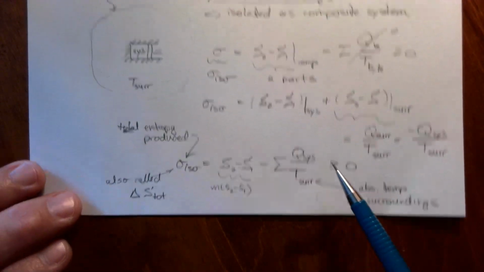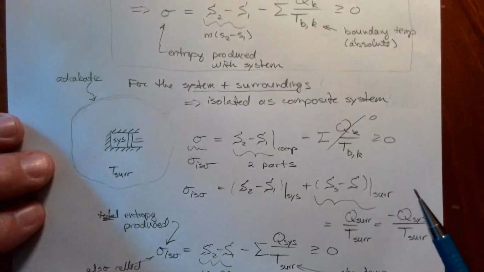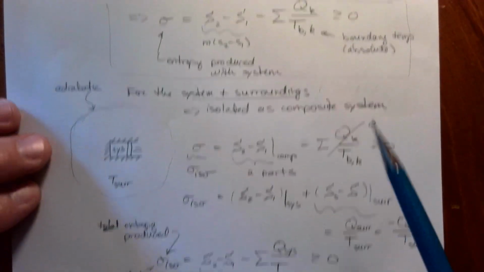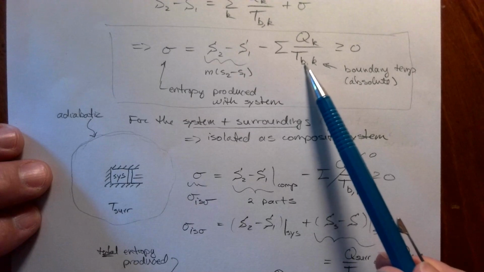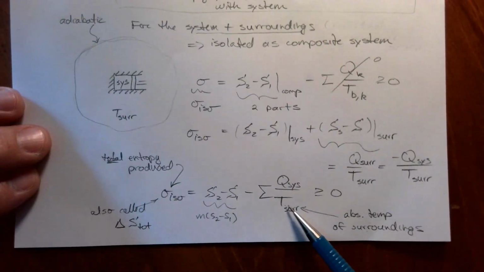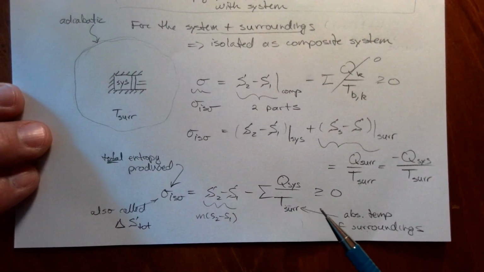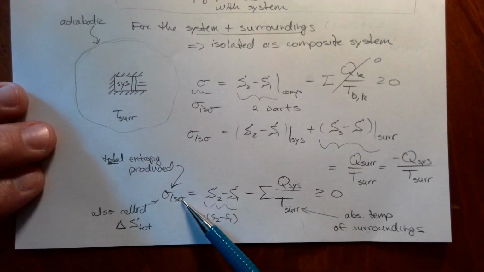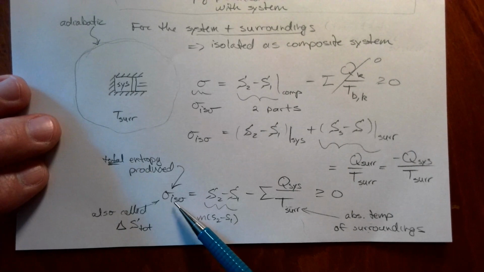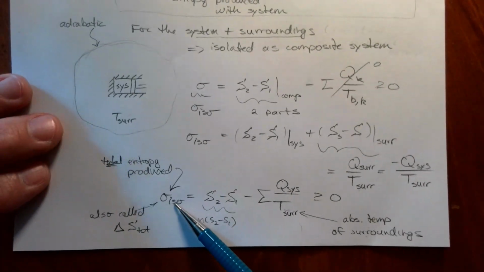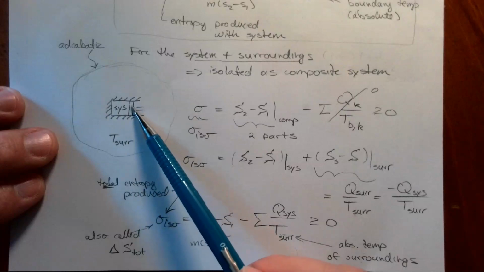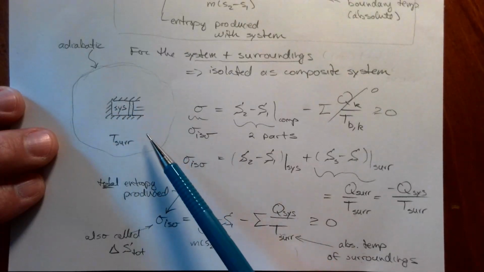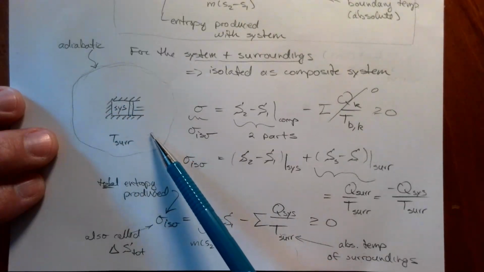So the only difference between these two equations, let's see if I can get them both here. This equation, temperature, looks exactly the same, except that's the temperature of the boundary. This equation is the temperature of the surroundings. So this number, sigma isolated, is going to be a little bit larger because the entropy produced accounts for the entropy being produced in the system plus the entropy being produced in the surroundings.